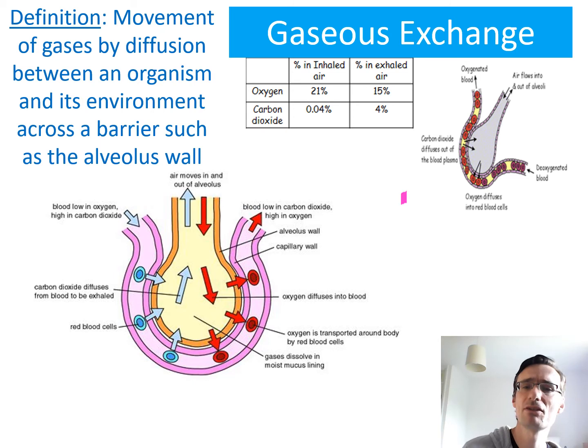environment across a barrier such as the alveoli wall. You should know that the amount of oxygen breathed in every breath is 21%, and about 15-16% is breathed out. So it shows we use about 4%, 5%. Carbon dioxide, very little carbon dioxide in our atmosphere, even though we famously talk about it for global warming. We breathe out over 4% because obviously we're producing it in respiration.